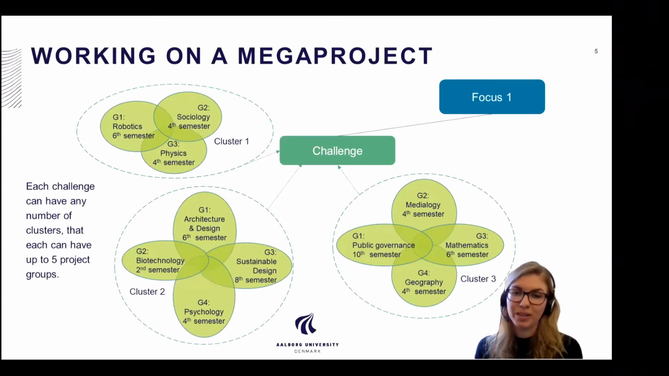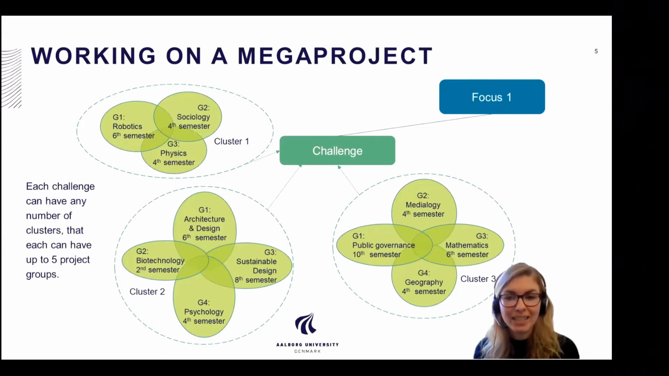Yeah. So this is how we look at working on mega projects. This is how you will be working if you participate in a mega project. So we have the challenge that you will be working on under the mega project, and all the groups who have chosen to work on this specific challenge will be divided into what we call clusters. A cluster is a group of groups. So there can be up to 5 groups in each cluster, and these groups can be from different disciplines. They can be from different semesters, but the main thing is that they will all be working on the same challenge.